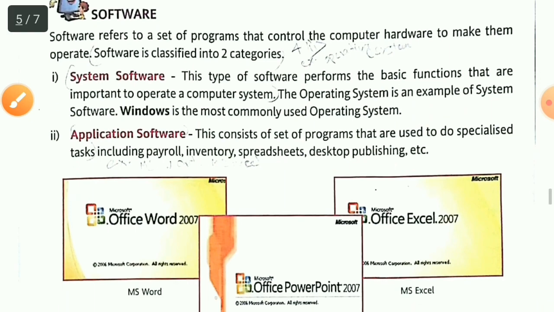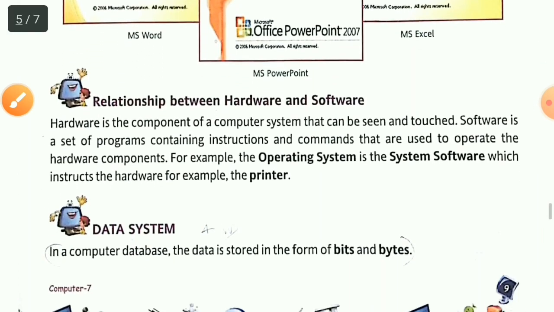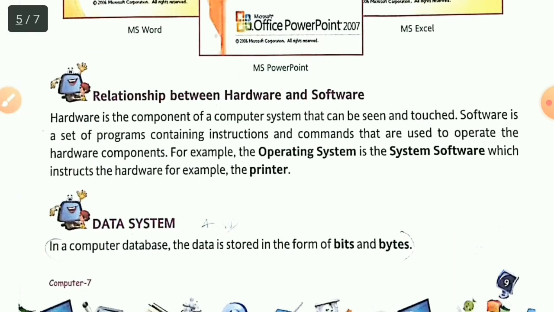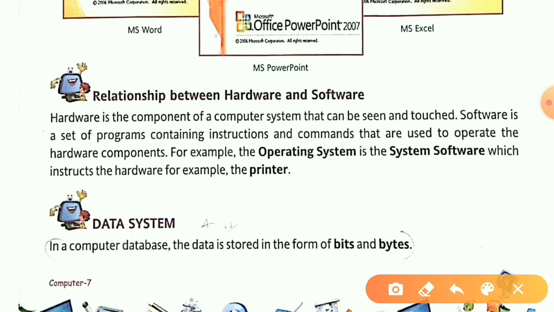Now moving forward, we are going to see how hardware as well as software are interrelated with each other. It has been written that hardware is a component of a computer system that can be seen and touched. Very basic definition of hardware. Software is a set of programs containing instructions and commands that are used to operate the hardware component. Now see, the relationship is very clear.